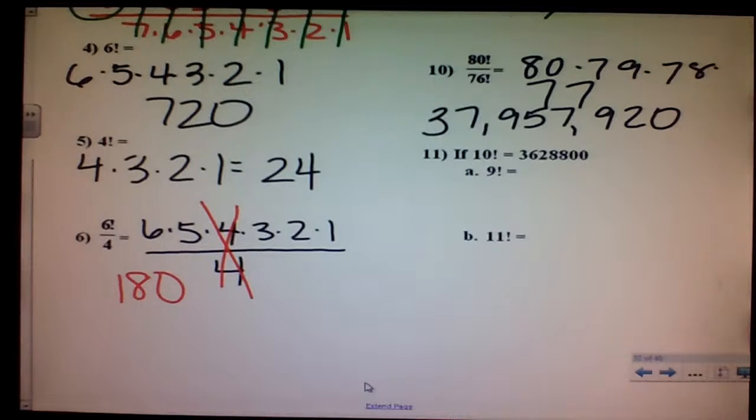Okay. So number 11. Why does it have an if in it? I don't like that. It has a letter in it. Okay. It tells you that 10 factorial is this. So that would be what? 10 times 9 times 8 times 7 times 6, the whole way down to 1.